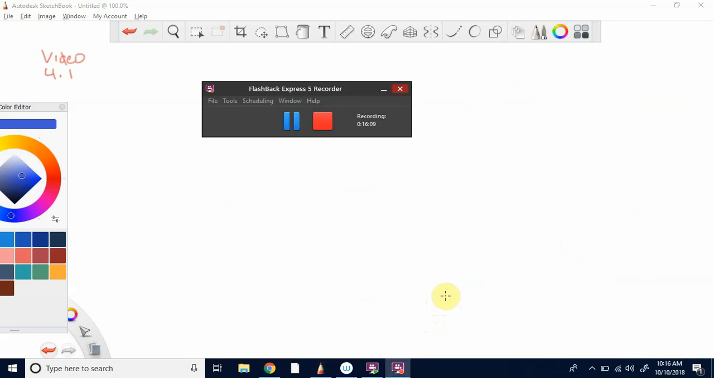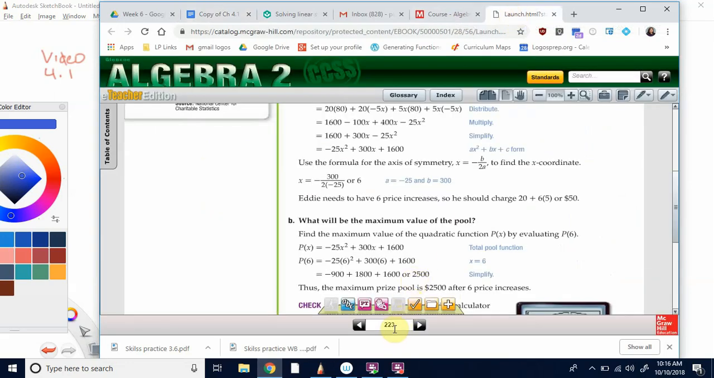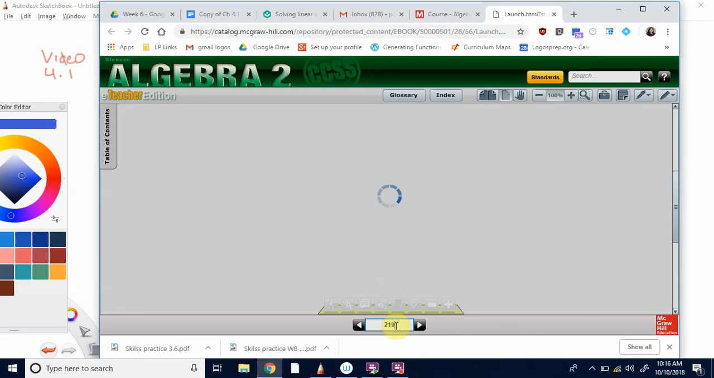Now we're going to look at this real world problem, and it starts at the beginning of our book, which is on page 219. So let's read it, what's going on. So we're going to have to actually write an equation.